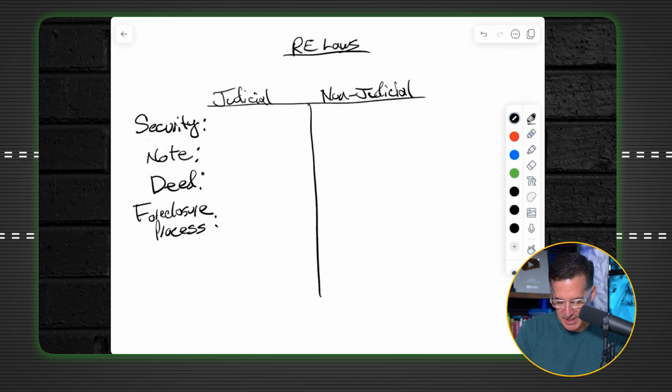In a judicial state, to do a security, they issue a mortgage. The mortgage is recorded on public record, and here's how it works. When you hear about first lien, second lien, first position, second position, it's simple.